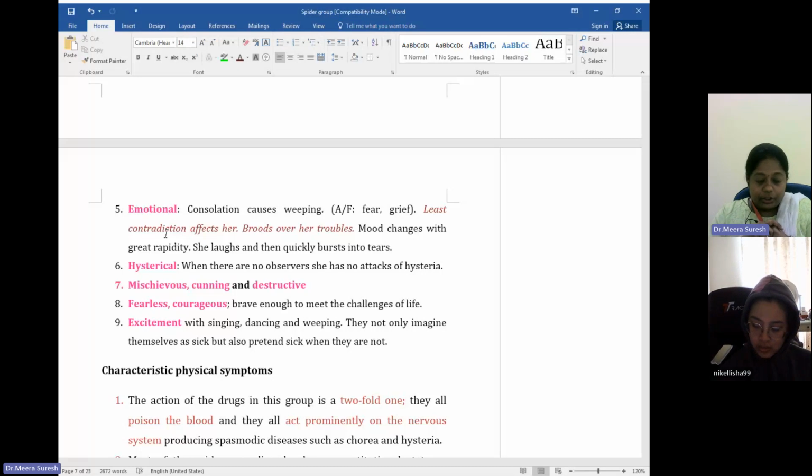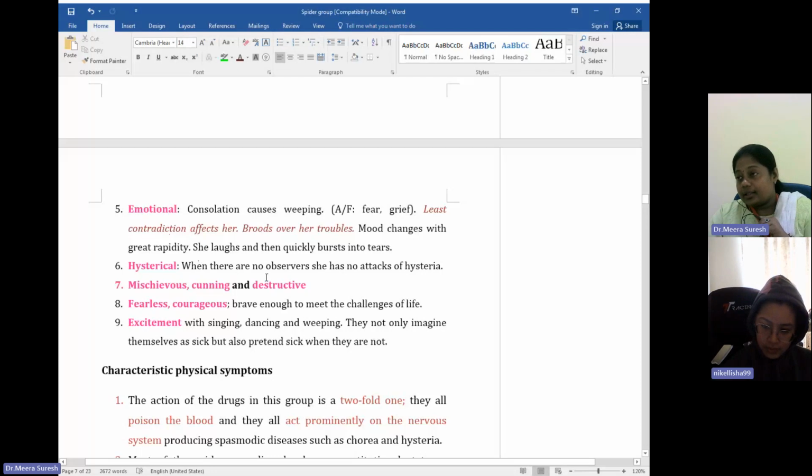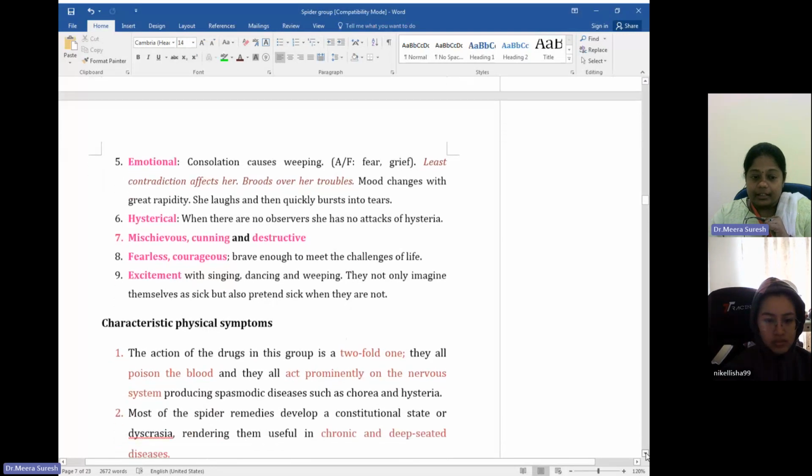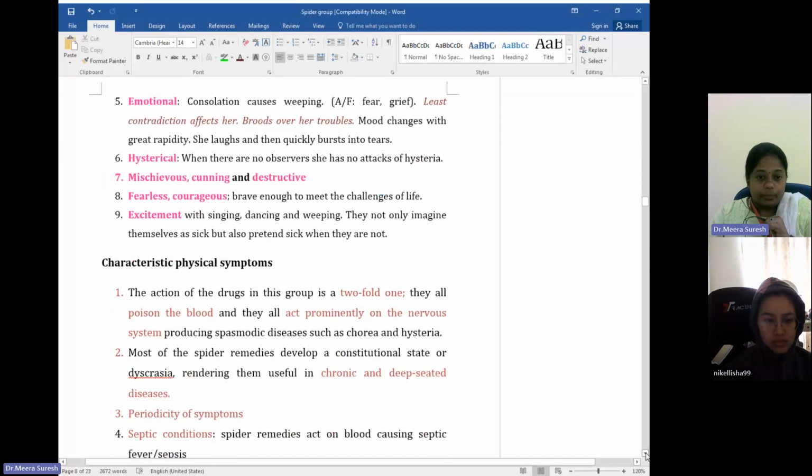Then hysterical, I already told, but there is one importance for the hysteria. They show that hysteria only when people are observing them, and if there is no one to observe, they will be sitting silent. So that also shows their cunning nature. So that is the basic nature of spider people. They will be very cunning in nature. Then they are fearless, they are courageous, brave enough to meet the challenges of life. No wonder that they want to become politicians or love power.